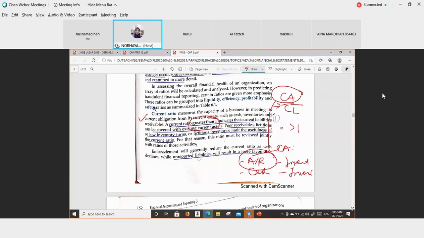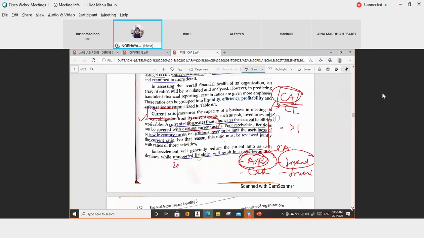Dia letak dalam current asset ni, so dia akan menunjukkan good current ratio kan, betul tak? So dia manage dalam item ni lah. Current asset ataupun inventory. If let's say there are obsolete inventory, so still the current asset is still high, isn't it? That is why when they do the current ratio analysis, dia buat trend analysis.